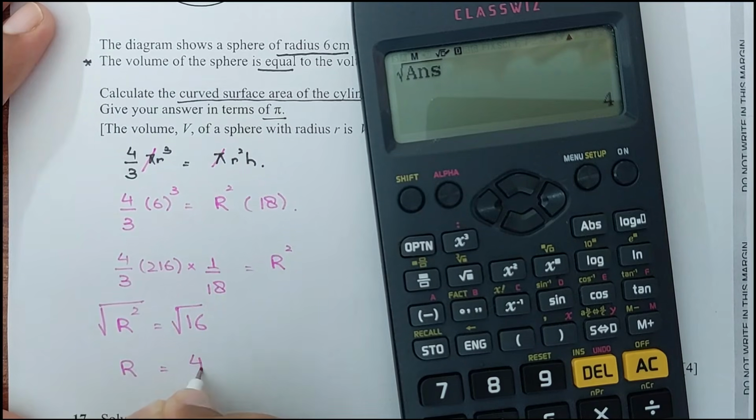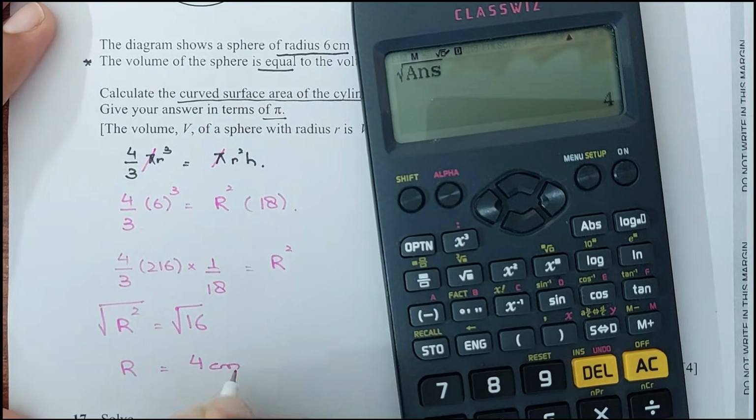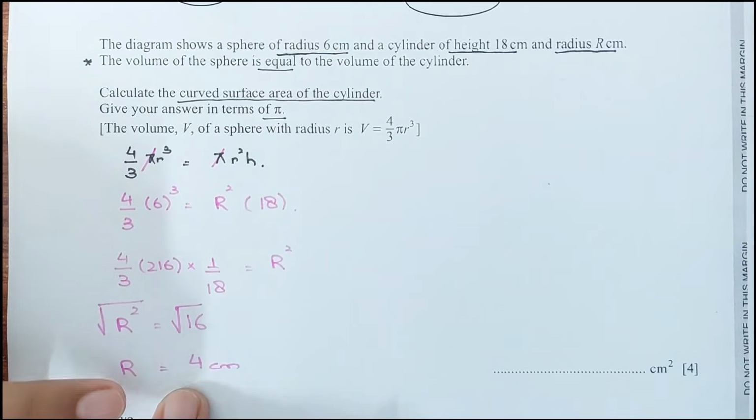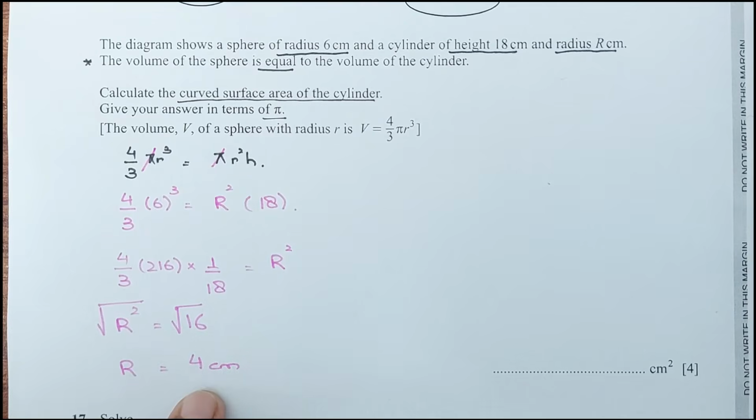r would be plus or minus 4, but r represents a radius, so the radius can never be negative. Most students get confused at this step, wondering why I'm not taking the square root of 16 as plus 4 and minus 4. It's because a radius is always a positive term, not a negative one. So we have r equals 4.